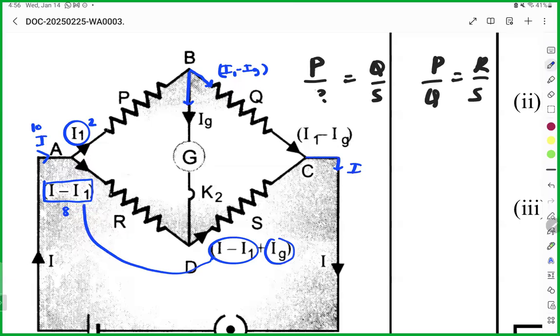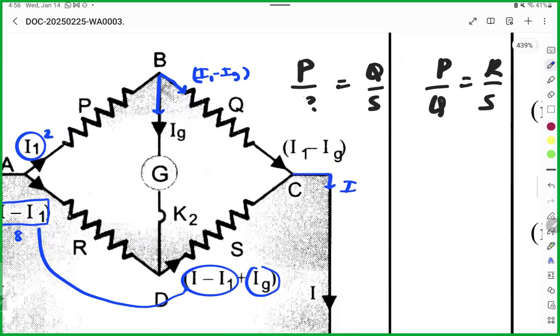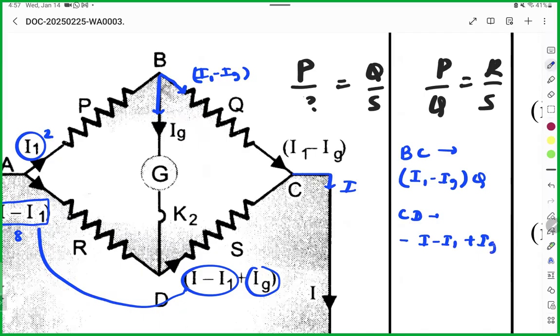Any doubt, guys? So now it's your choice how you want to move. For example, you are moving from B to C. What will be your current? I1 minus Ig. What will be your resistance? Q. Then you are moving from C to D, and the current is on the opposite side. That's why it will be minus (I minus I1 plus Ig) into S.